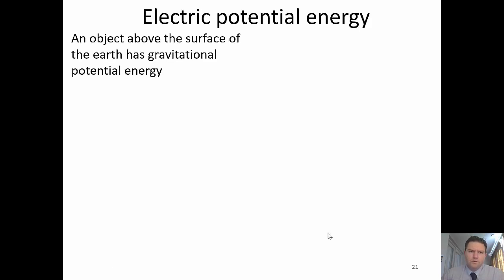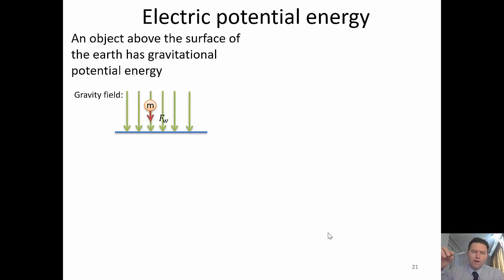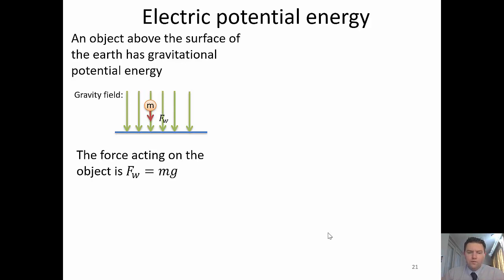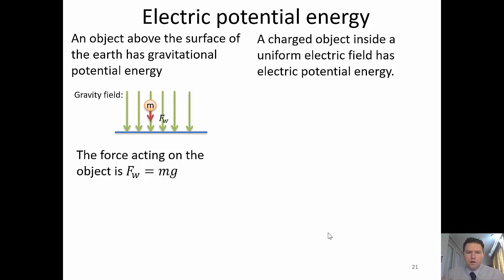An object above the surface of the Earth has gravitational potential energy. We're very familiar with a gravitational field. If I have an object and I drop it, it'll come down and hit the ground. The reason behind that is there is a weight force: an object has mass, and the acceleration on Earth is 9.8 meters per second squared, and so that is the force of gravity.